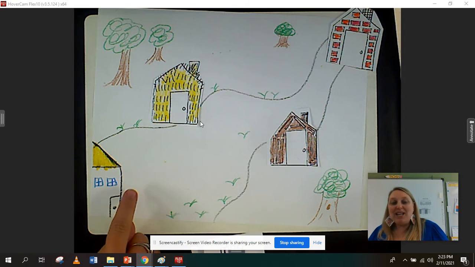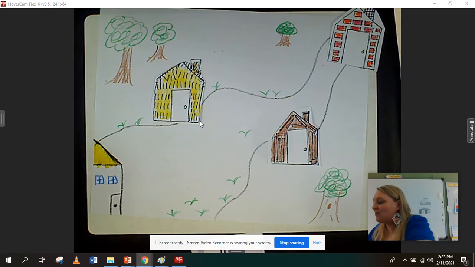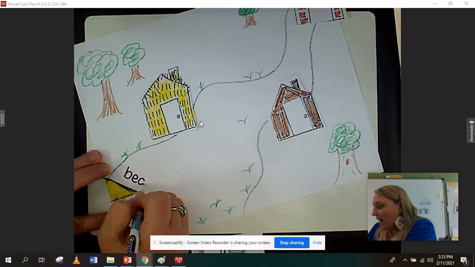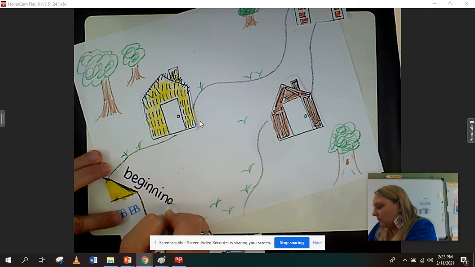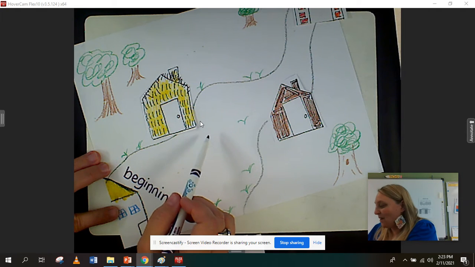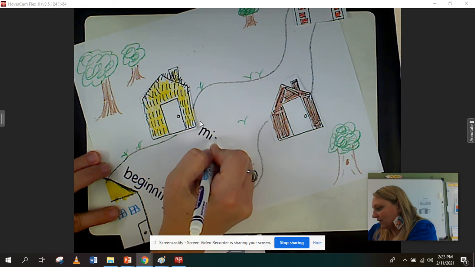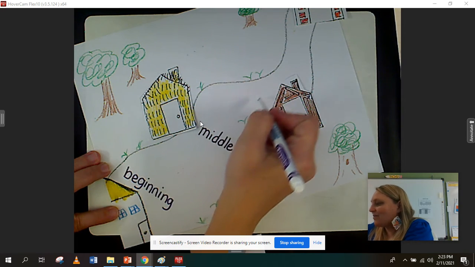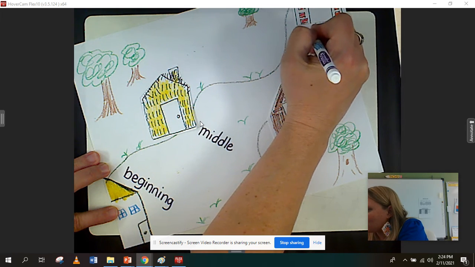When we start to tell a story, we start at the very beginning of the story. So I am going to write beginning. I want you to write the word beginning too. As we travel the path, when we get to this part of the story, this is the middle of the story. And friend, as we continue telling the story, we finally get to the end of the story.